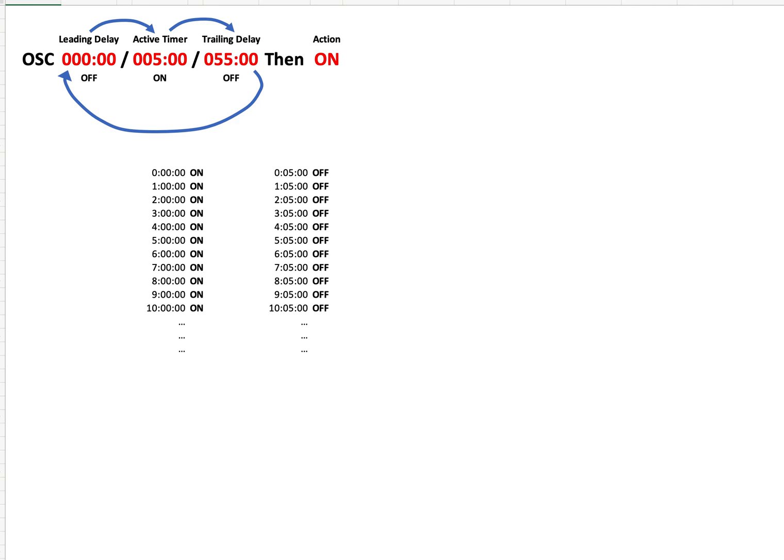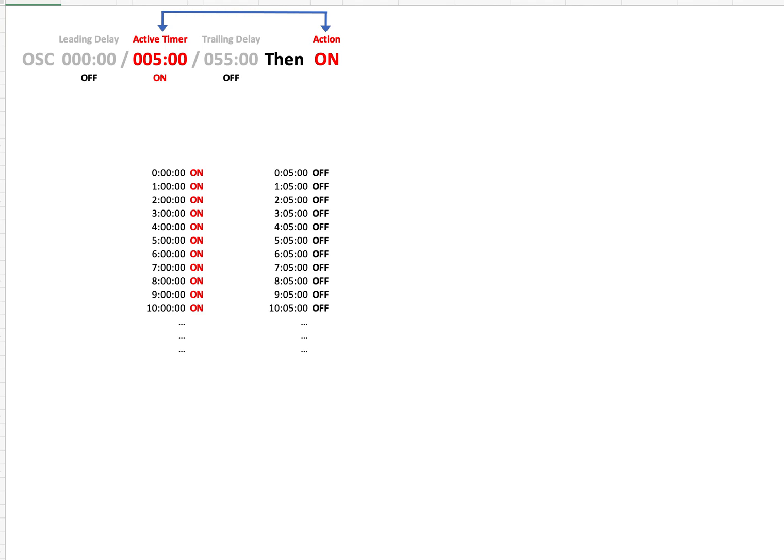What this means is that OSC will wait 0 minutes and seconds due to the leading delay, then turn the output on for 5 minutes due to the active timer, and then turn the output off for 55 minutes due to the trailing delay. This results in a 1 hour cycle starting at midnight, and it repeats this process every hour forever.